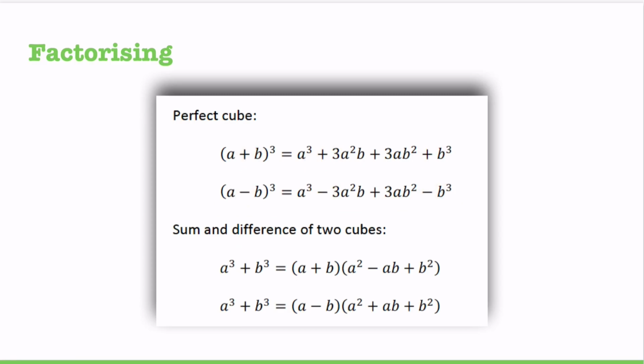Next thing we have are the sum and the difference of two cubes. So if you have this particular form, we can factorize it into this form here. You can see that there's a positive over there, and then it becomes a negative here.